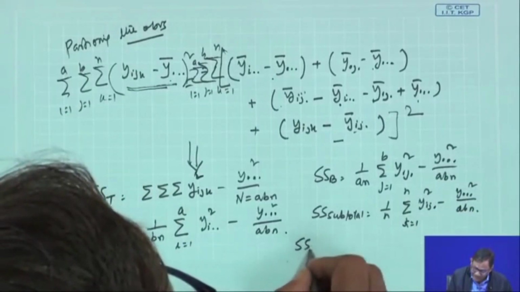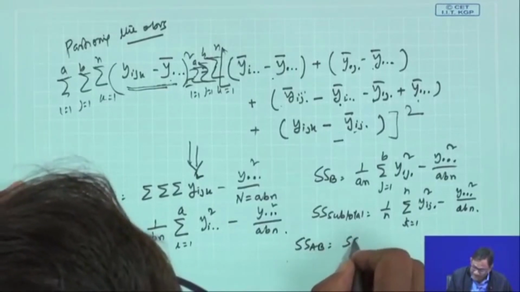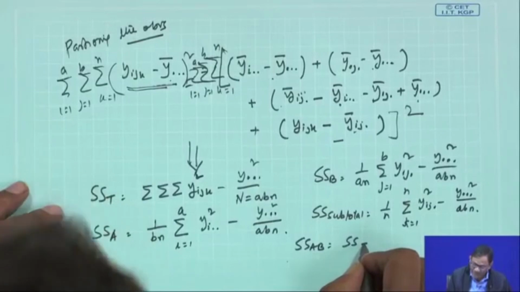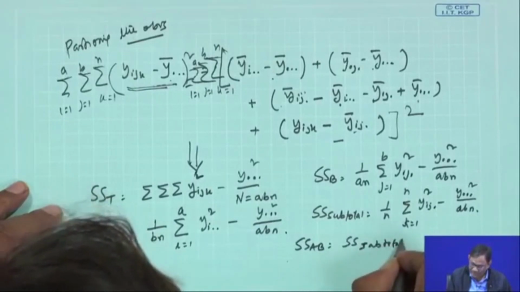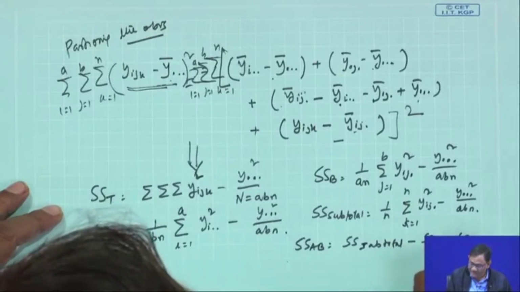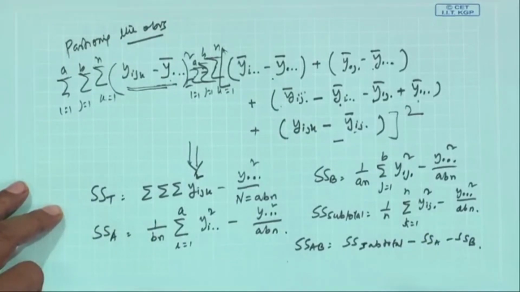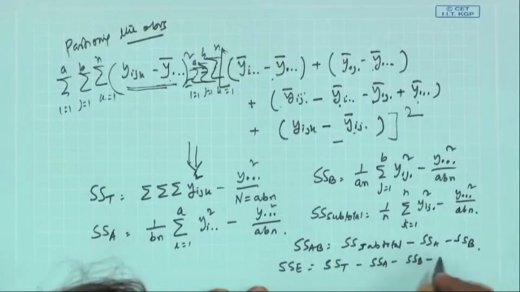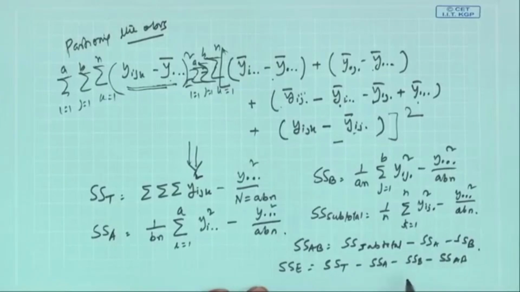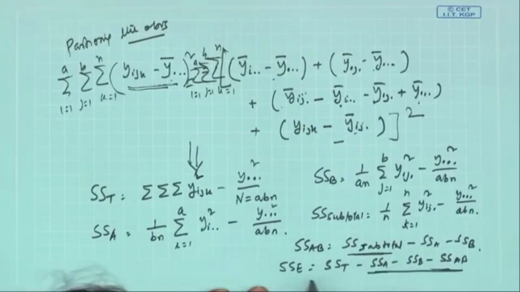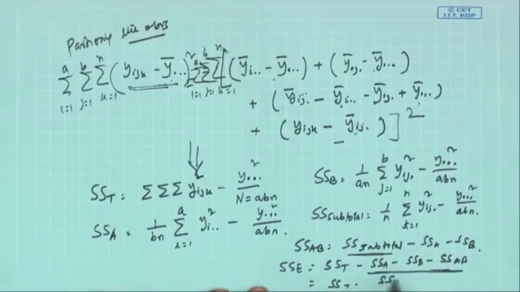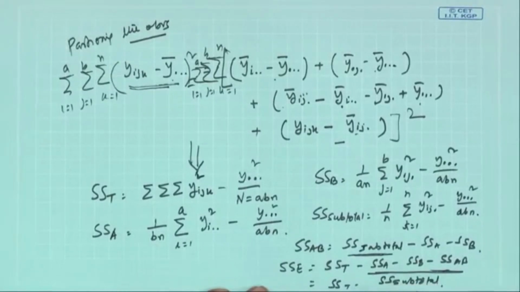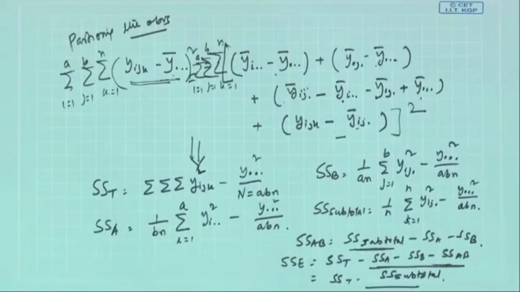Then how will you calculate SSAB? SSAB will be SS subtotal minus SSA minus SSB. Then how do you calculate SSE? SSE will be SST minus SSA minus SSB minus SSAB. Now, SSAB plus SSA plus SSB is SS subtotal, so SSE is SST minus SS subtotal. This is the formula you will be using for computation.